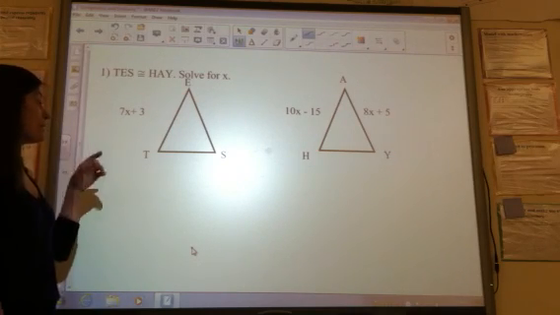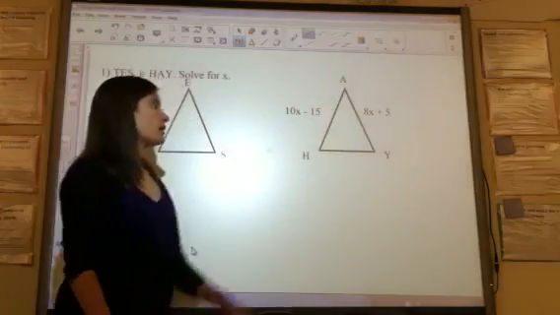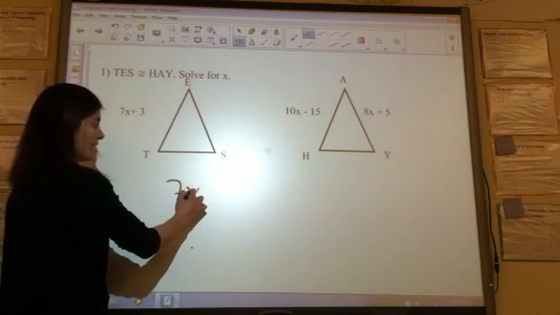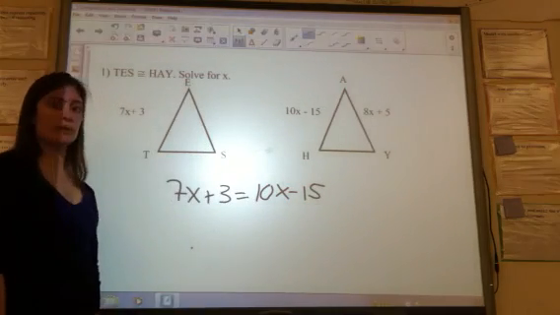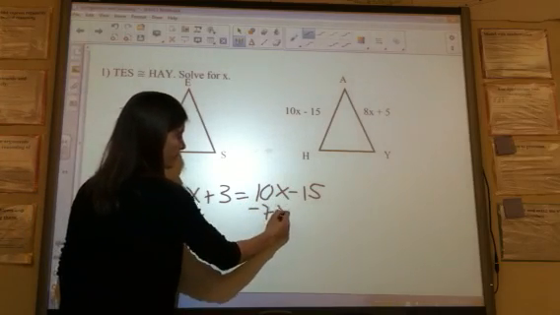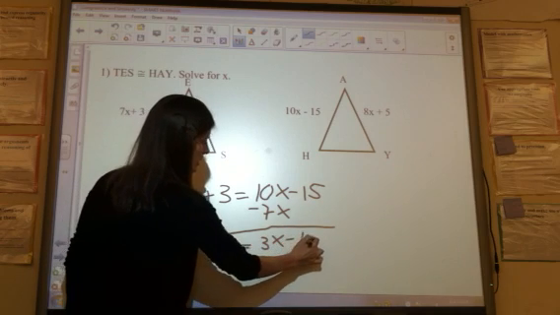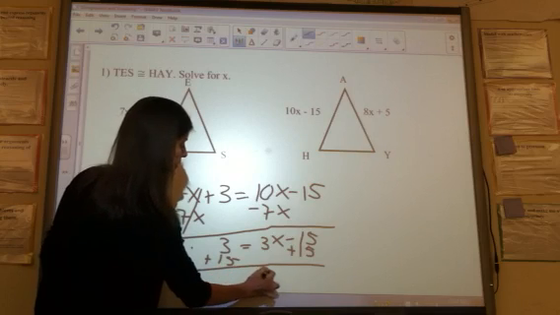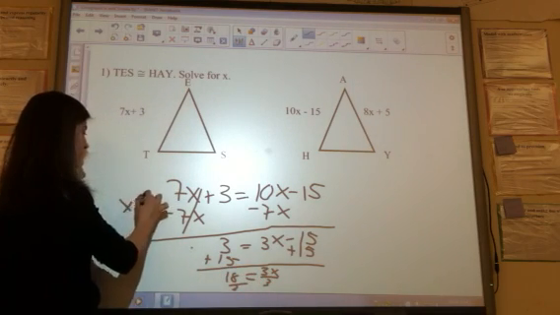So if I were to look at this, I could tell by the congruency statement that TE and HA are congruent to each other, and congruent is just a fancy way of saying equal. So I could go ahead and create an equation that has these two sides equal to each other. And then I could go ahead and solve that equation, remembering my variables on both sides. And my goal here is, again, to isolate the variable. And when I go ahead and isolate the variable, in all the many steps, I get x equals 6.